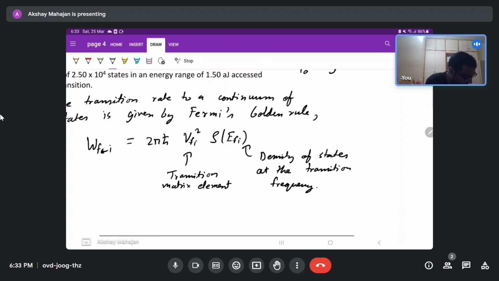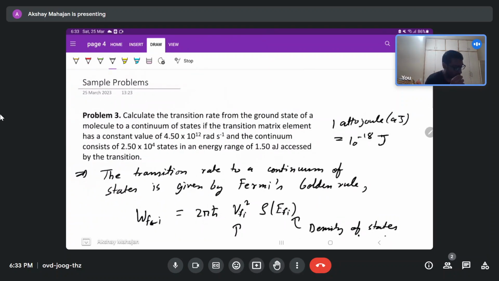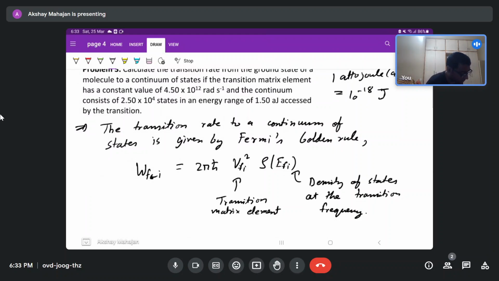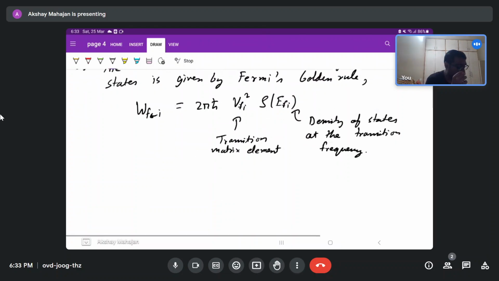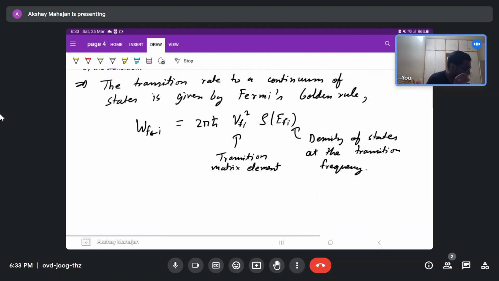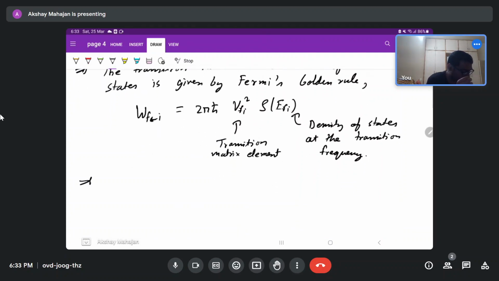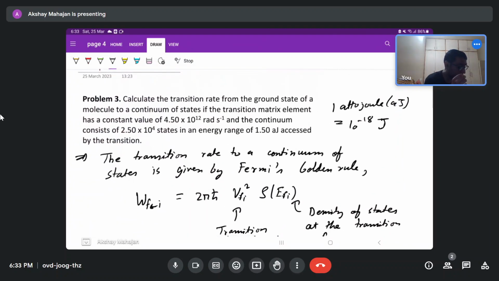Okay, so we need to calculate this transition rate, and this transition is given by our Fermi golden rule. The transition matrix element is given to us, and we need to find this density of states. For this, some information has been given to us. We are given that for the continuum states, the total number of states and the energy range are given. So density of states is just the total number of states per unit energy range. So we can basically find this density as well. The density of states at the transition frequency is what will be considered. We will take this as the molecular states for which the information is given.